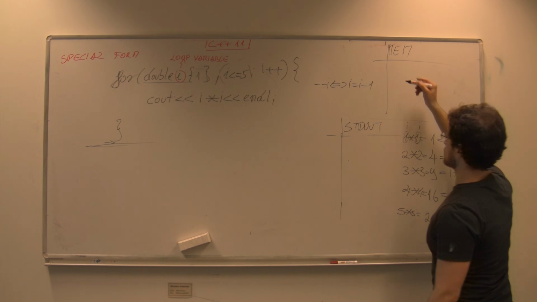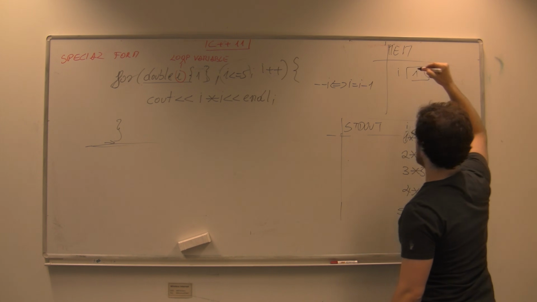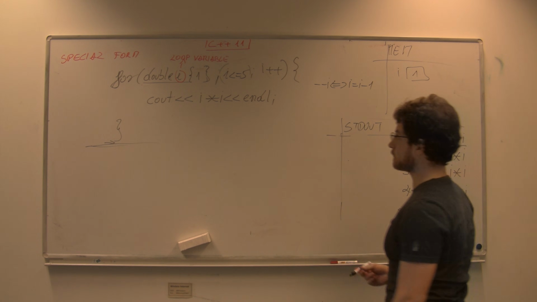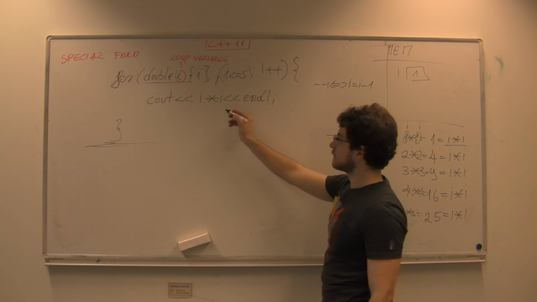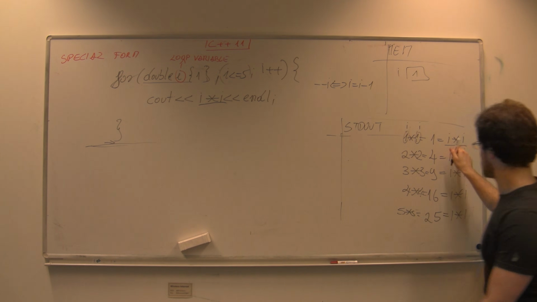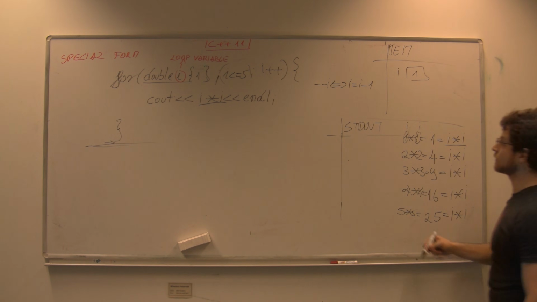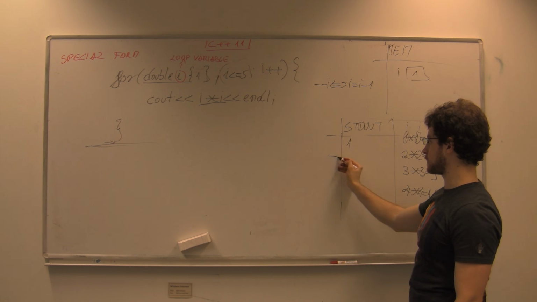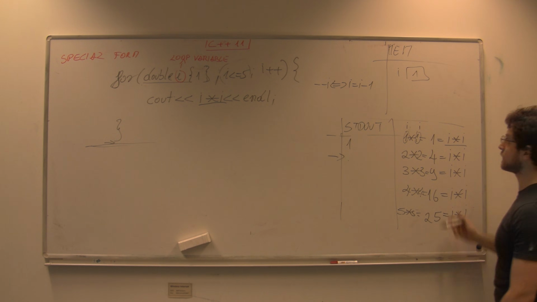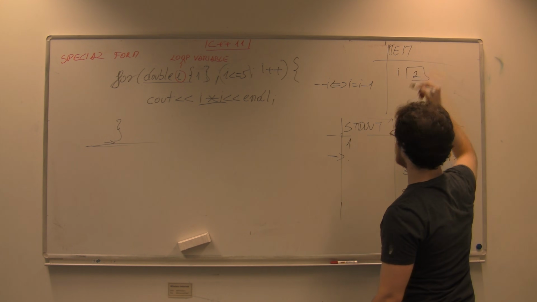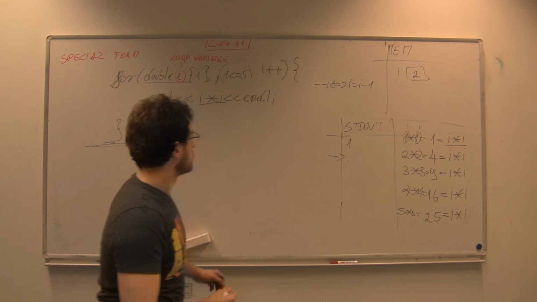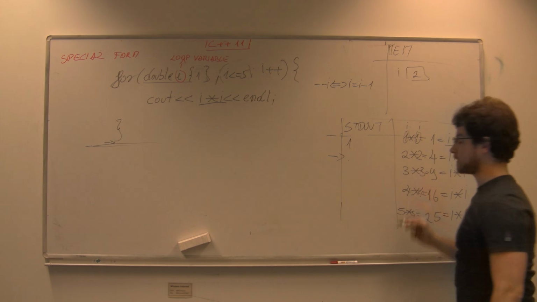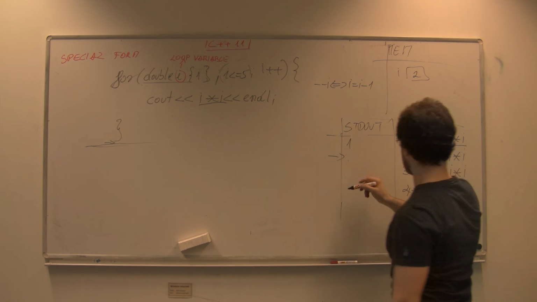The first step, loop initialization. We introduce I and bind it to 1. Check the condition, less than or equal to 5, true. Execute the body. We evaluate the expression, it evaluates to 1. So in standard output, we put 1 and proceed to the next line. Increment I, 2, check the condition, true, evaluate expression, 2 times 2 is 4, and print out 4.